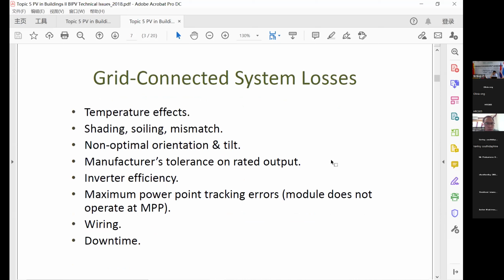And the fourth one, I don't think it is very important, because it's manufacturing tolerance and unrated output. Generally, PV manufacturing has developed for nearly 30 years. I believe the manufacturer's tolerance on rated output can be controlled in a very small range, so it will not be a big problem.